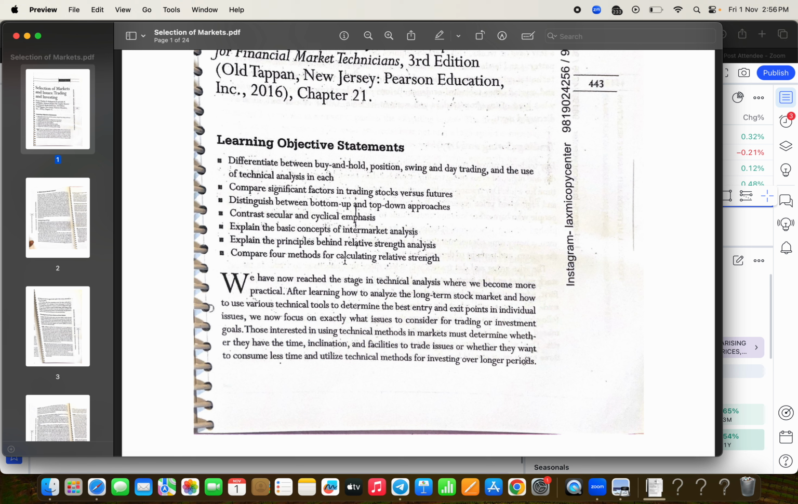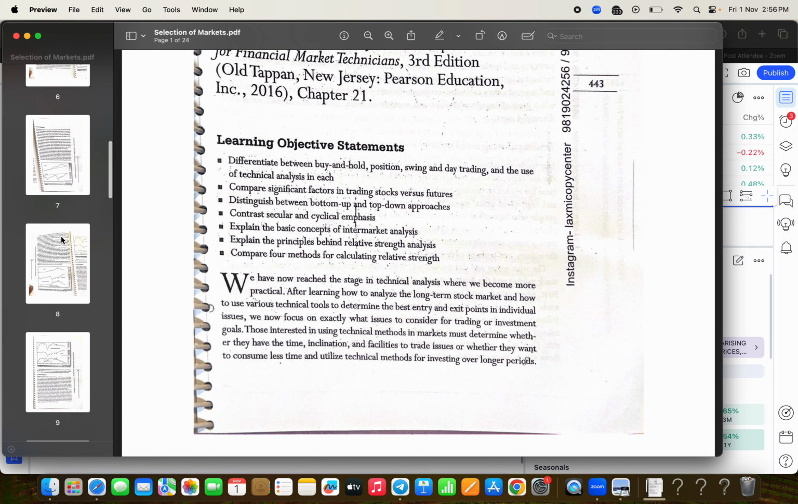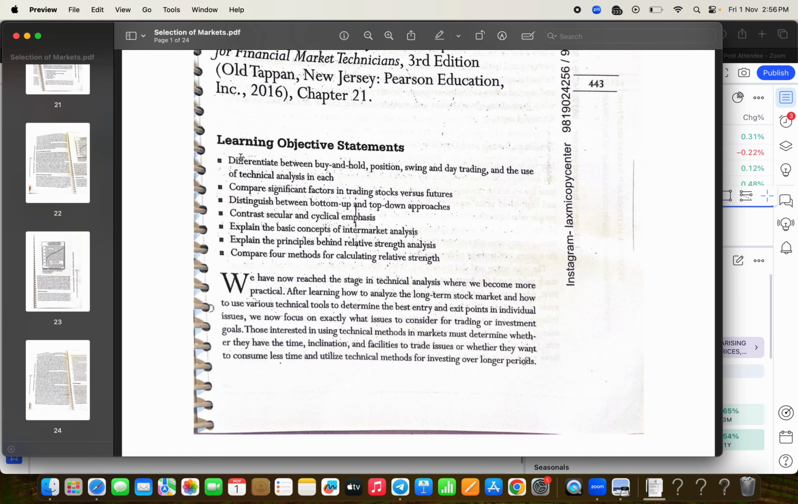We're going to compare significant factors in trading stocks and how it is different from trading futures instead of stocks. We're going to distinguish between bottom up and top down approaches, and then we'll see what cyclical emphasis and secular emphasis are. We'll also talk about intermarket analysis, relative strength analysis, and the four methods of calculating relative strength.